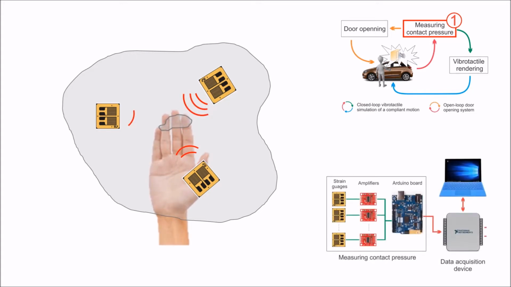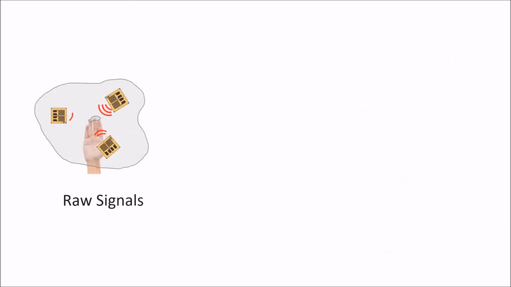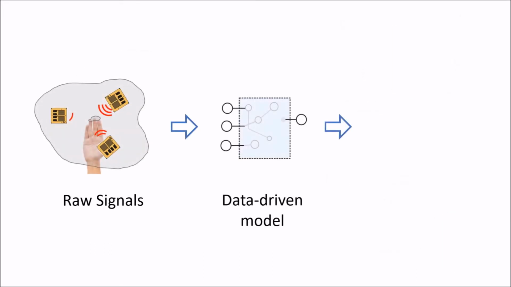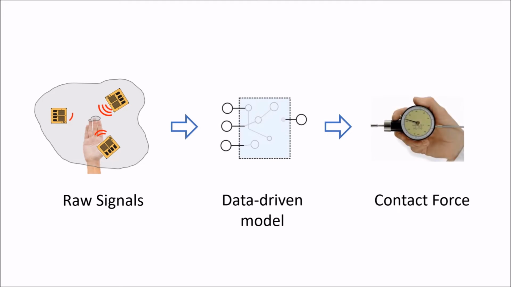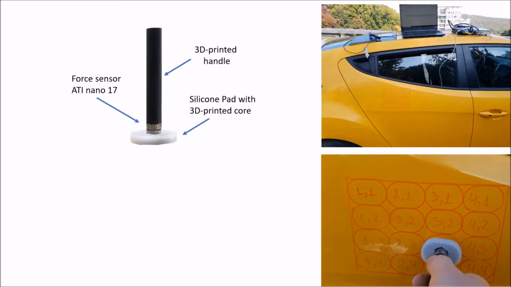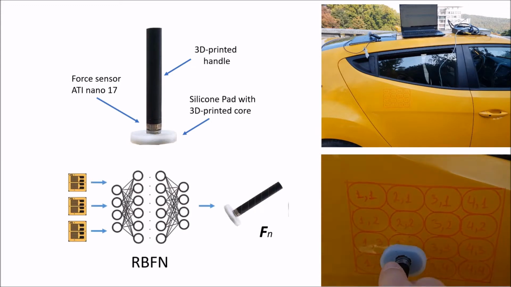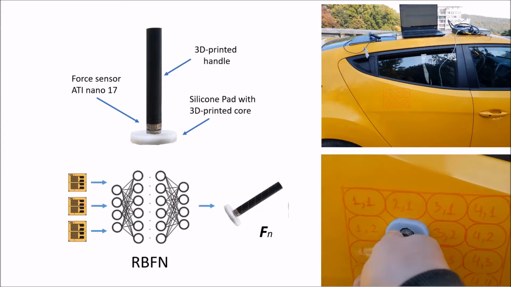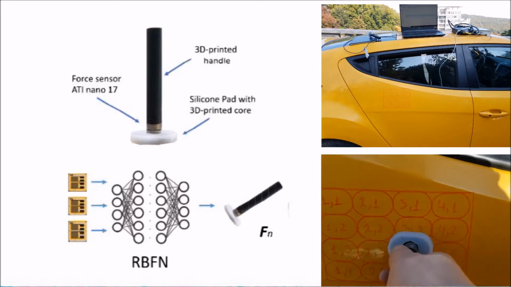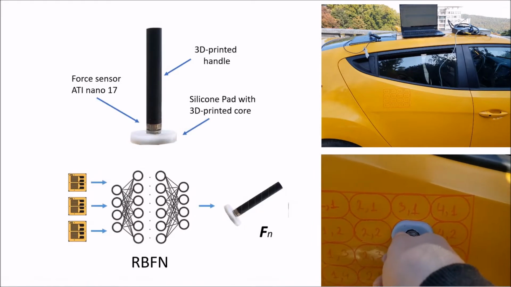In order to convert the raw signals captured by strain gauges to meaningful physical units, we developed a black box data-driven model. We collected contact forces at 16 locations using a custom tool equipped with a force sensor, and trained a radial basis function network mapping signals from strain gauges to the normal force of a contact.